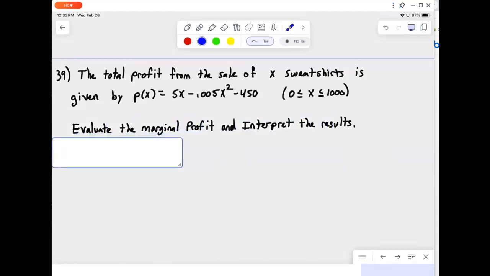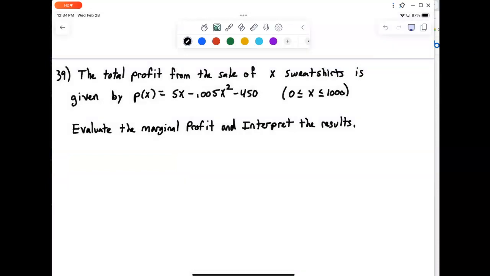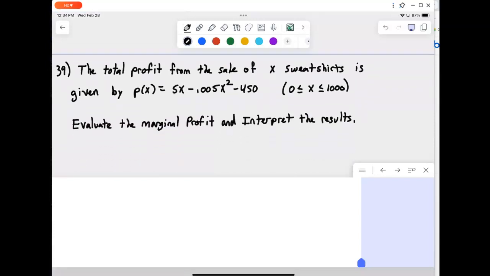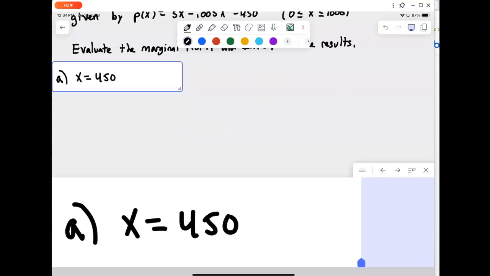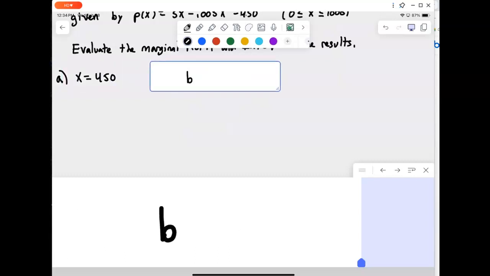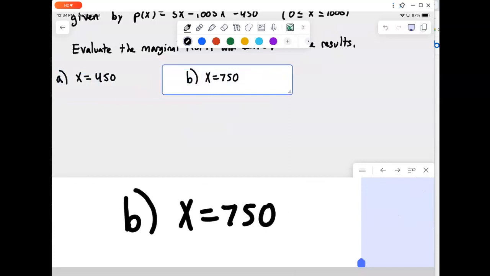So part A here, we're asked to compute the marginal profit for selling 450 shirts. And then part B, we're asked for selling 750 shirts. So we want to compute the marginal profit for 450 shirts and for 750.